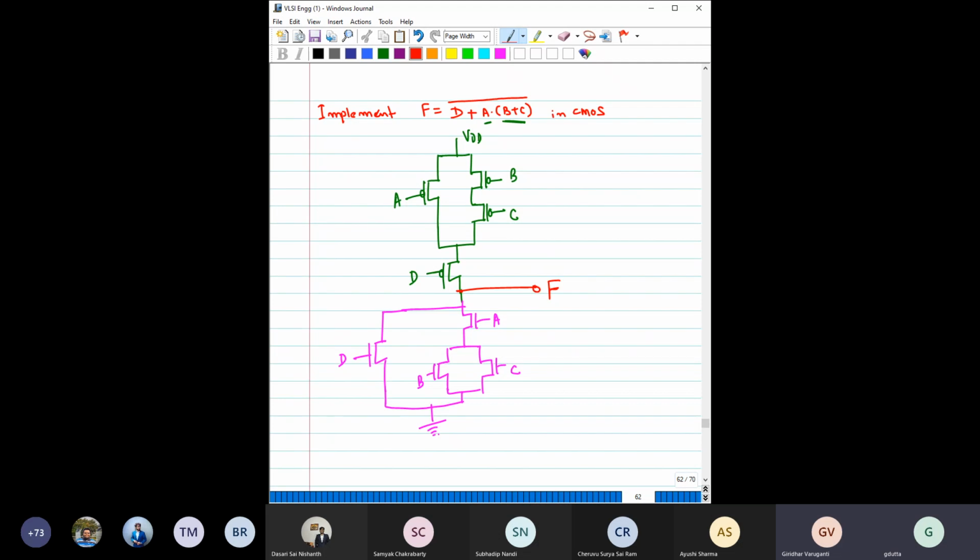Isn't it? So if you have understood that part, then any Boolean function now you should be able to design using this CMOS logic, at transistor level, right? Okay. So is this part clear to you?